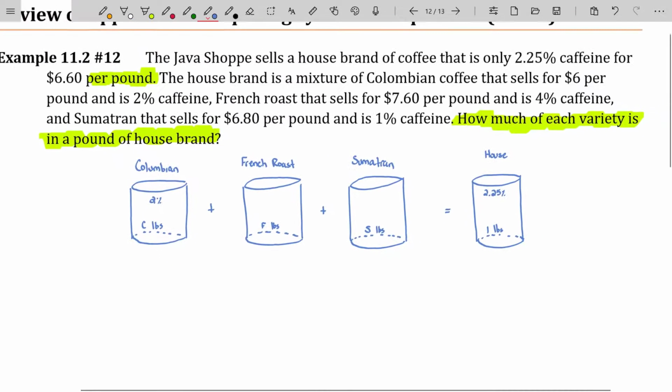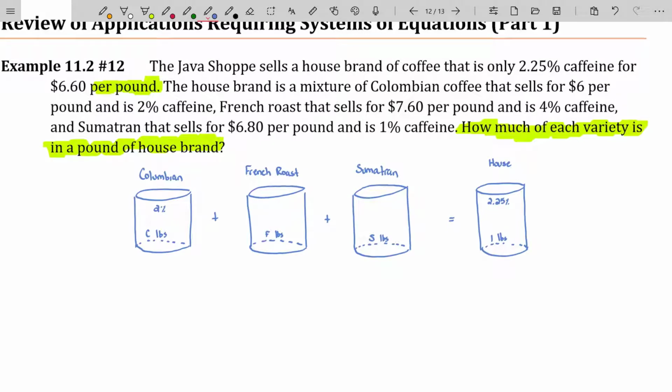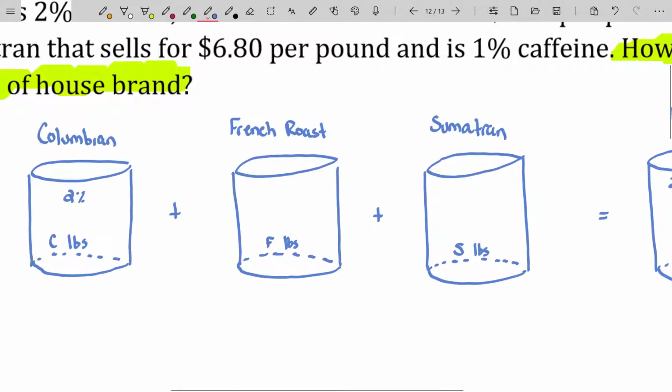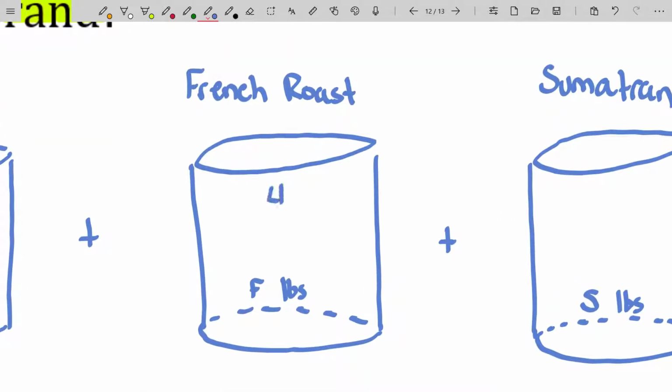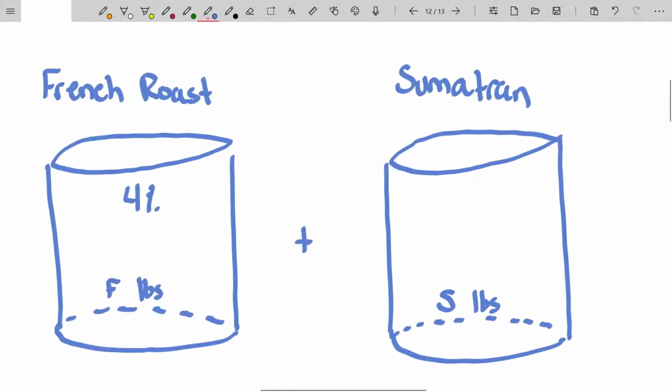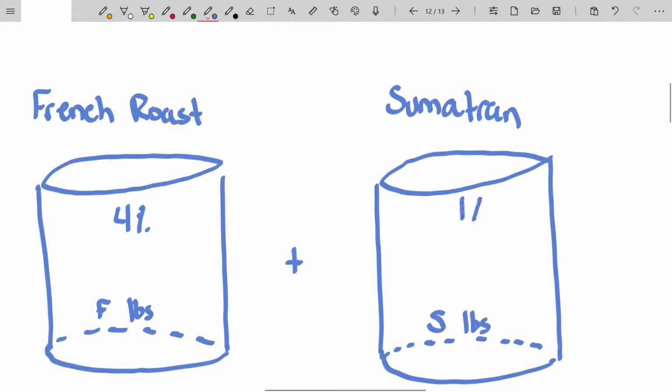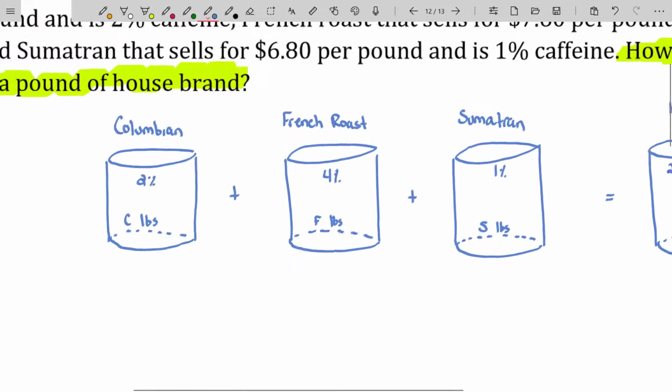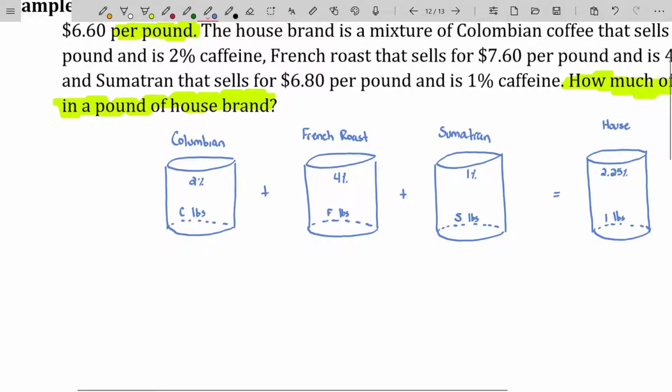And let's see, is that right? French roast is 4%, Sumatran is 1%. Now those are things that are kind of listed on a manufacturer's label. And then the price is like a sticker that the shop puts on there. So I'm going to write the price below.